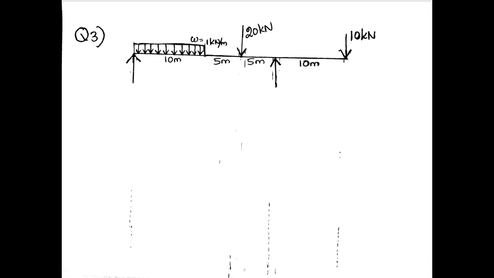This is a simply supported overhanging beam, actually a statically determinate overhanging beam. This is the overhanging portion. These are the supports. Firstly find out the support reactions: 7.5 and 32.5.